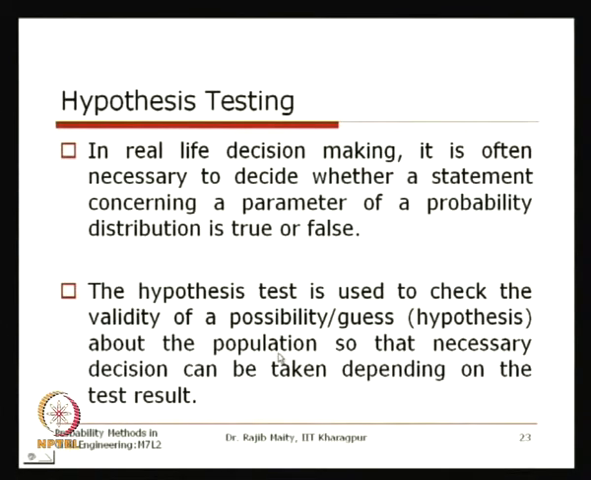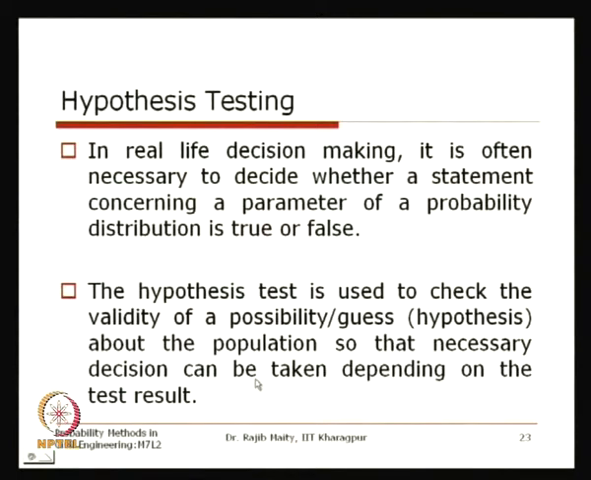So depending on the test result of this hypothesis testing, we have to decide whether the difference that we got is by chance or whether there is some problem. What we are trying to test is whether the strength can be assumed to exceed that threshold value. That possibility, that guess, is known as the hypothesis here. We have to test that hypothesis, and depending on the test result, we have to take the necessary decision.